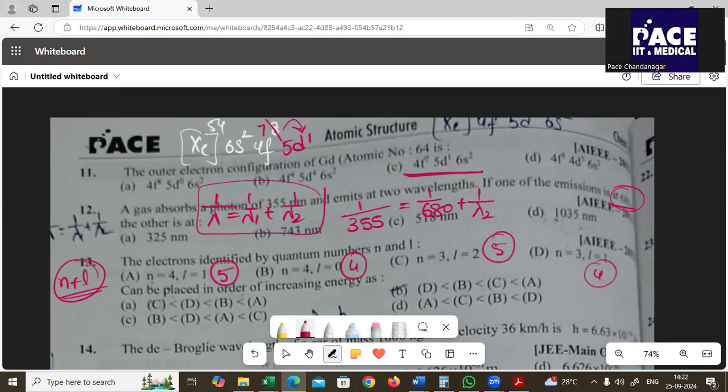Whichever has the bigger n value has the higher energy. So for the increasing order of energies, A has the highest, with n equal to 4 here and n equal to 3 there. n equal to 4 is the bigger value, so A is the bigger one, and then C. In B and D also, focus on the n value: n equals 4 is bigger than n equals 3. So this will be your option B, right?